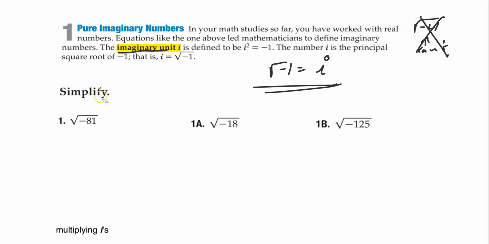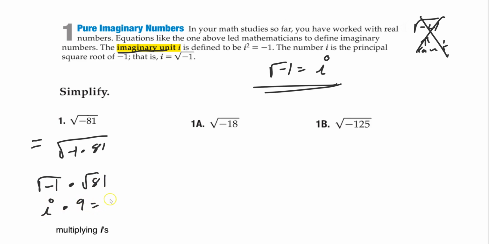When we get a number like square root of -81, we could write this as square root of -1 times 81. Just split it up. Then it's square root of -1 times square root of 81. Square root of -1 is going to be i, and square root of 81 is 9. So this is 9i.